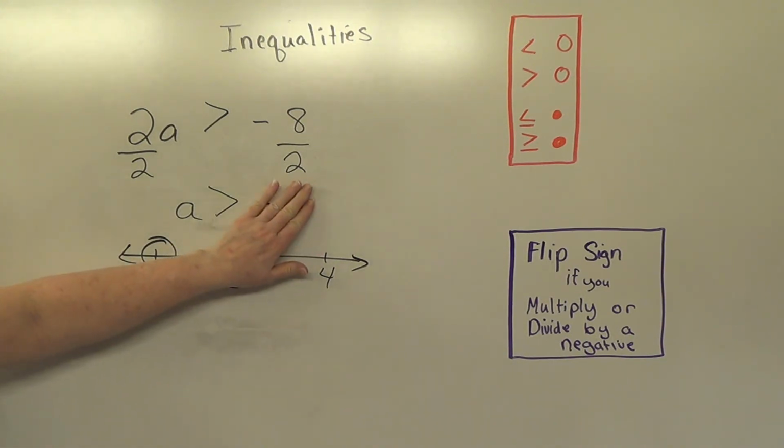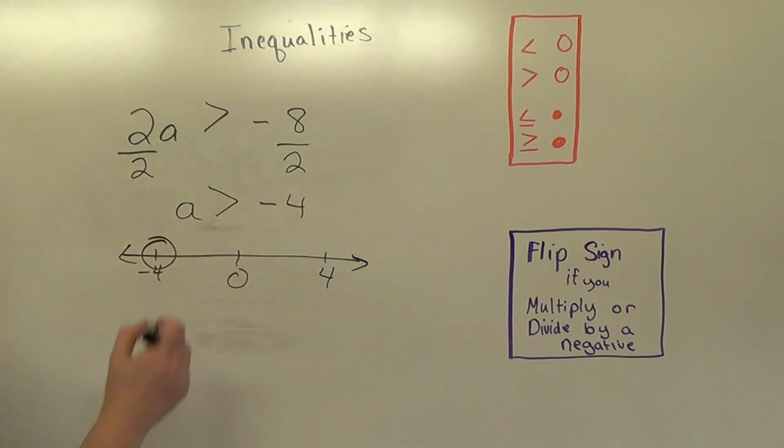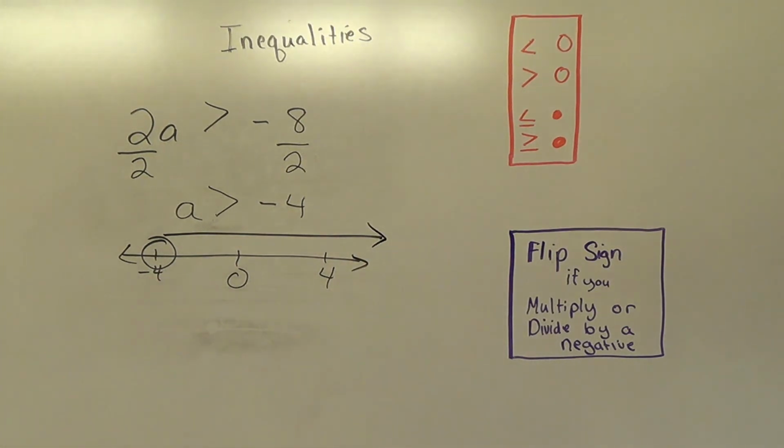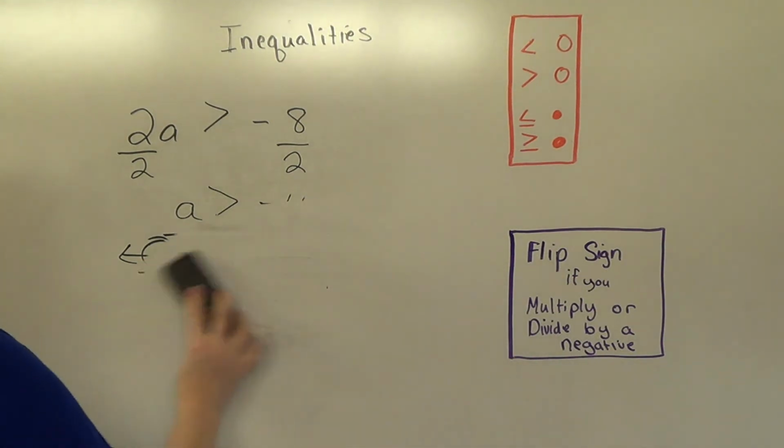Okay, now I'm going to cover up -4 and tell me about a. Is a bigger or is a smaller? A is bigger. So this time we're going to go to the right with our arrow. Let's take a look at a couple more. There's one more little trick I'm going to show you that involves this purple box.